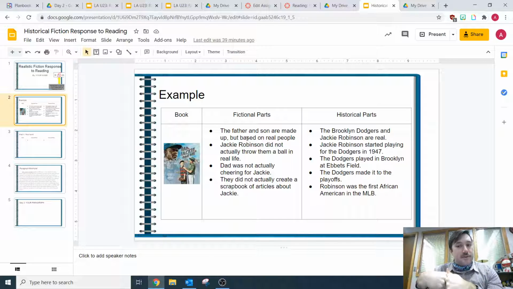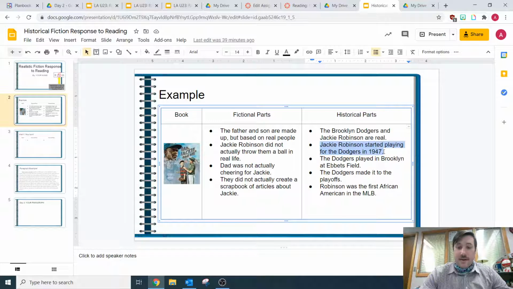On the other side, the historical parts, the true parts, the Brooklyn Dodgers and Jackie Robinson are real. The Brooklyn Dodgers were a real baseball team in the year 1947, and Jackie Robinson was a real baseball player. He did start playing in 1947 for the Brooklyn Dodgers, so this right here was actually true. That's the year when he started playing for them. The Dodgers actually played in Ebbets Field, the name of their field in Brooklyn. And the Dodgers that year made it to the playoffs just like they did in the book.